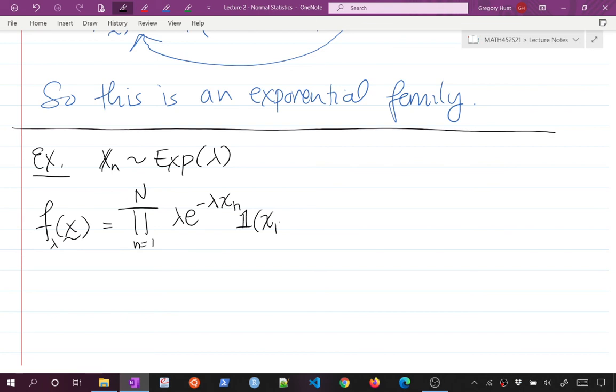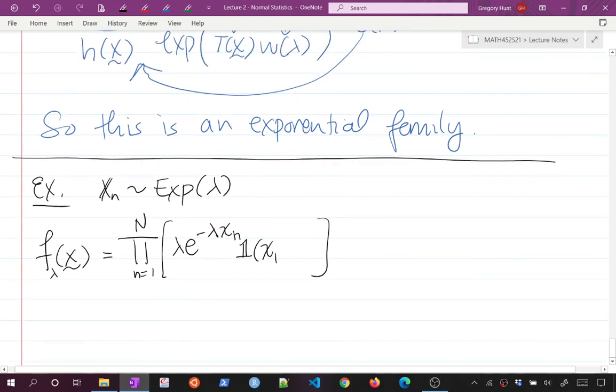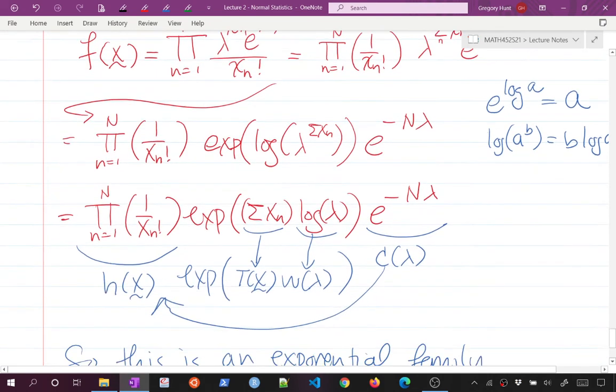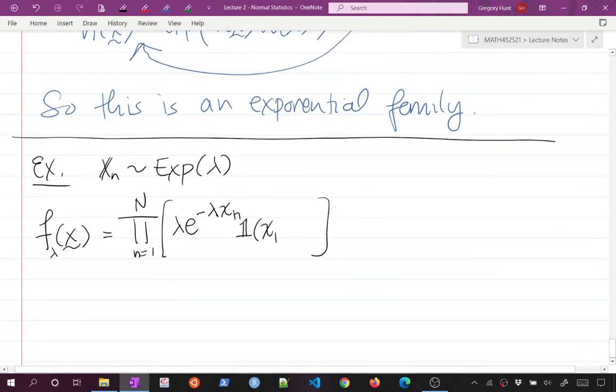Okay, so I need to include my support somehow in my PDF, because I'm basically trying to factor out my PDF in a certain form, right? So I need to make sure I include that support. And I can include it by including an indicator function. It says that these x sub n should be positive.